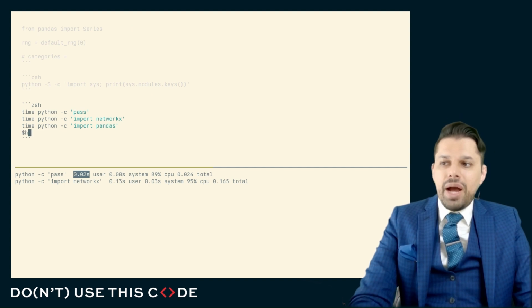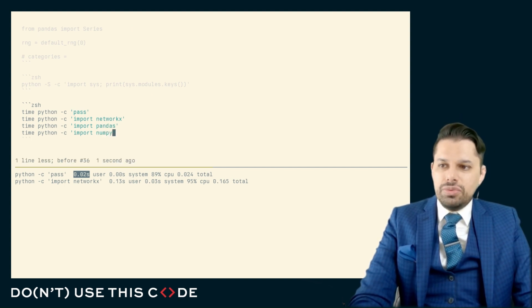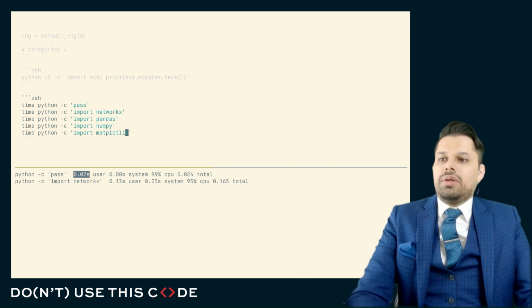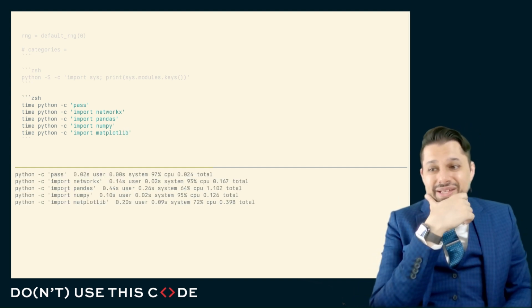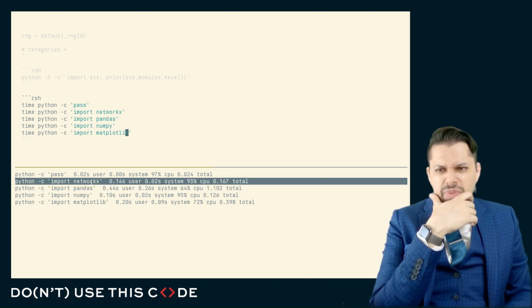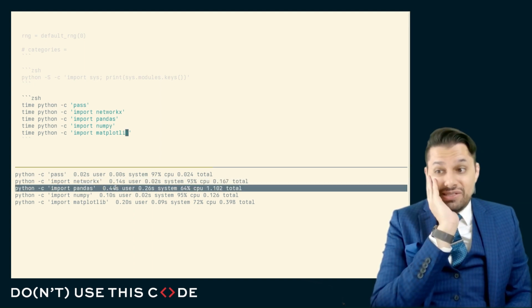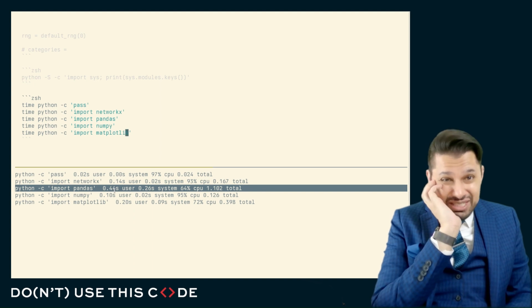Pandas, NumPy, and Matplotlib are also cases of relatively slow modules to import. You can see Pandas is even worse. Historically, NetworkX used to be the worst of these, but you can see Pandas now has gotten pretty bad. It's almost a half of a second.